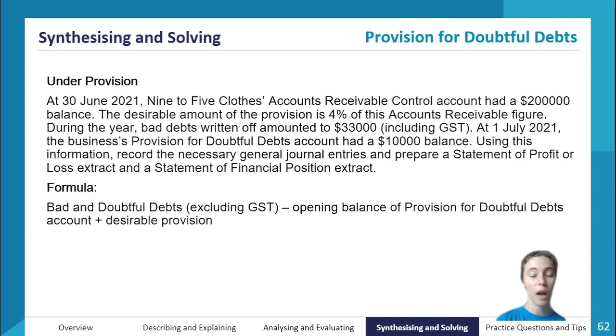The formula for an under provision that it's important that you know is bad and doubtful debts excluding GST. So if the figures that you are given include GST, then you need to make sure you remove that. So bad and doubtful debts less the opening balance of the provision for doubtful debts account, and then add the desirable provision.